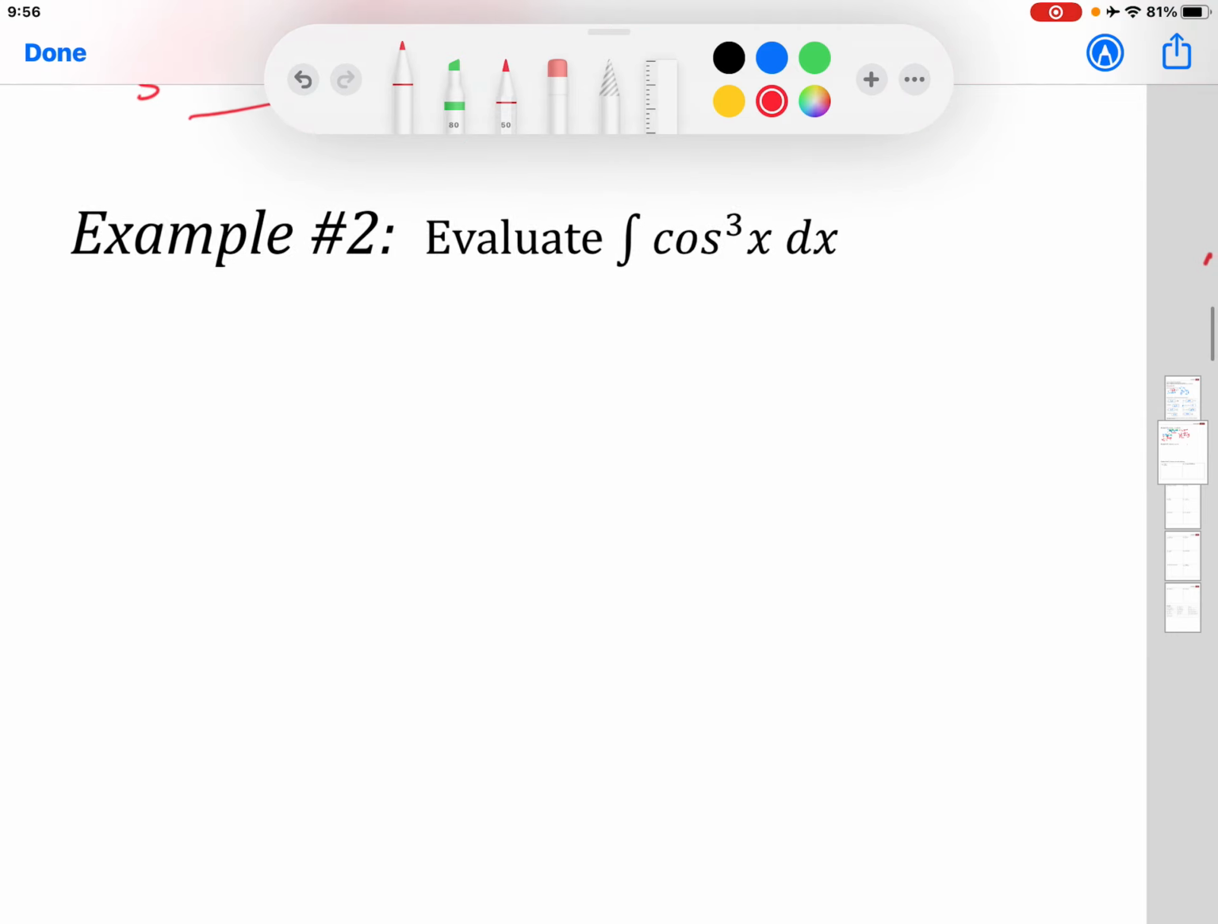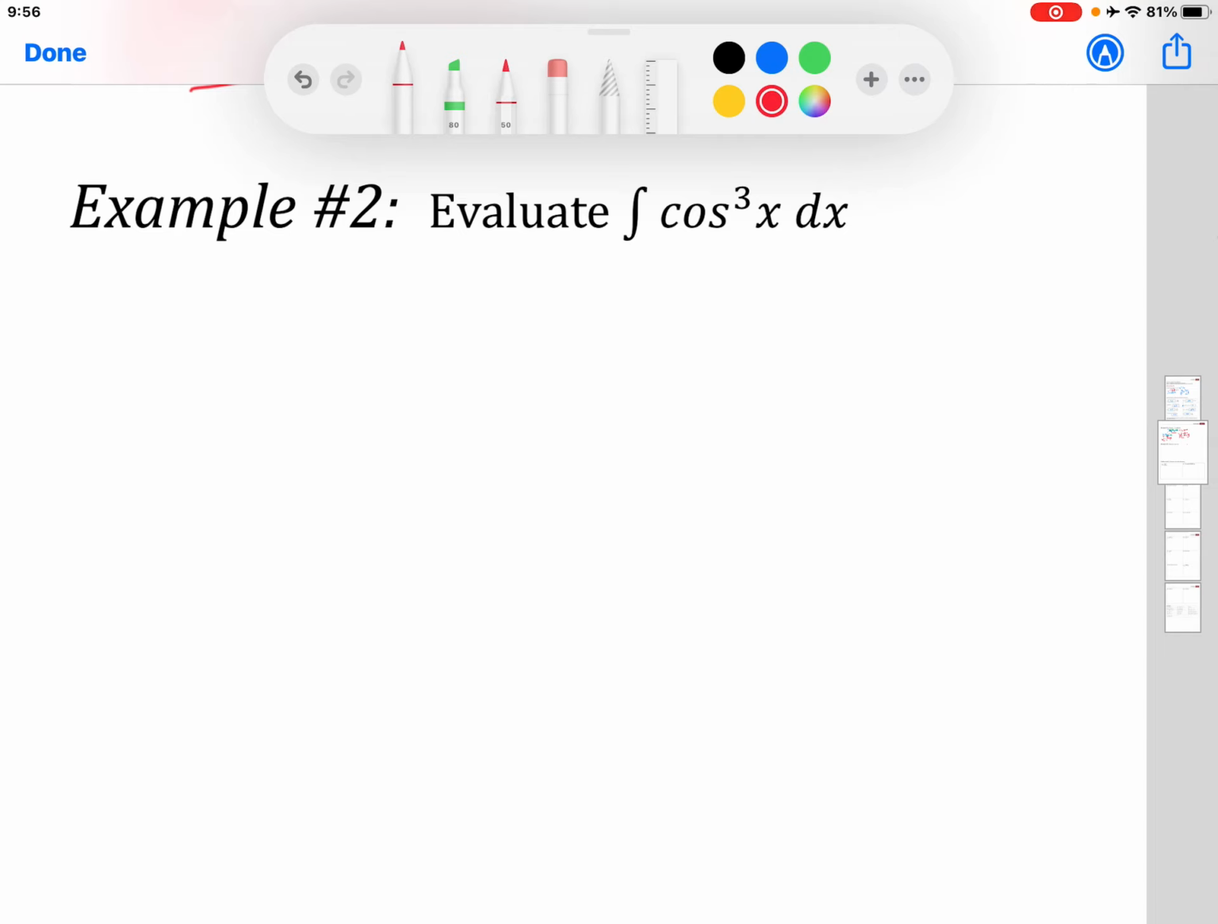Okay, don't forget the plus c. Many of you do not write that plus c, so please make sure the constant of integration must be accompanied.